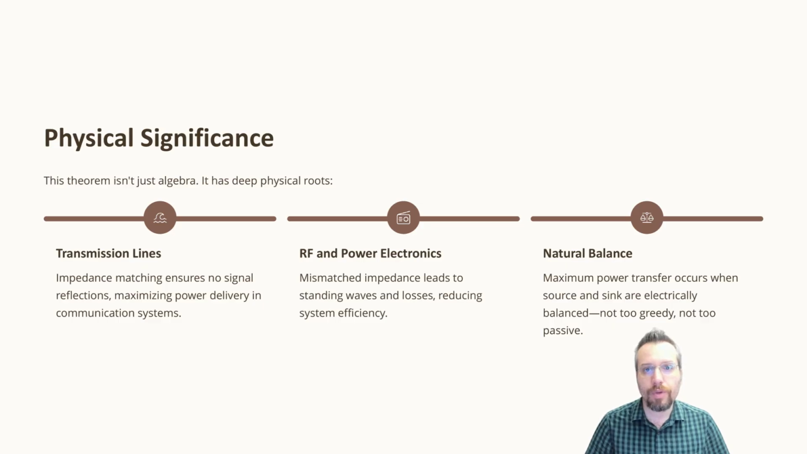This isn't just algebra. It has deep physical roots. In transmission lines, impedance matching ensures no signal reflections. In RF and power electronics, mismatched impedance leads to standing waves and losses. In nature, maximum power transfer occurs when the source and sink are electrically balanced, not too greedy, not too passive.